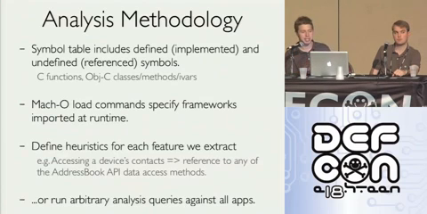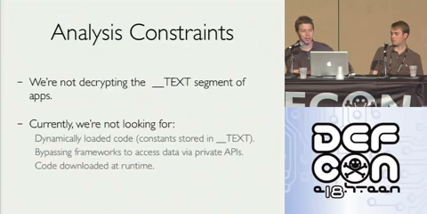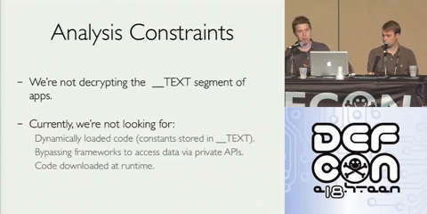So what did we do to analyze these apps? First, we're looking at the symbol table, which has defined symbols, which are things like classes and methods you implement in your application. We also looked at undefined references, so these are the things you're importing from the platform itself. And then we're looking at Mach-O load commands, and similar to what we said on Android, we're defining heuristics to say, hey, how do we know if an application accesses a device's contacts? We're looking for a reference to any of the address book APIs on the device. And like Android, we can run arbitrary analysis as well. So to understand what we're looking at and what we're not looking at, we're not decrypting the text section.